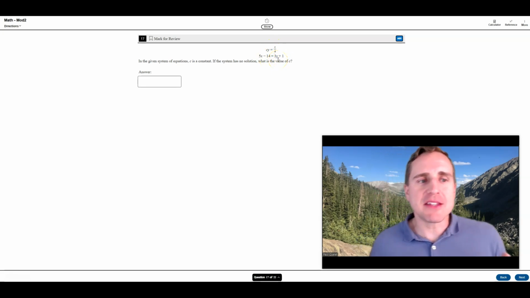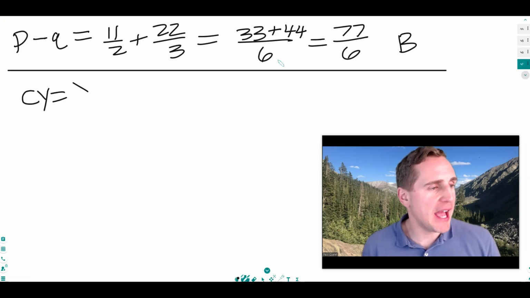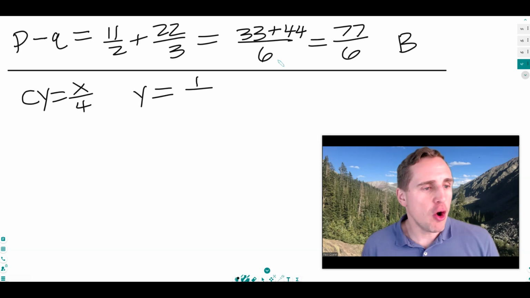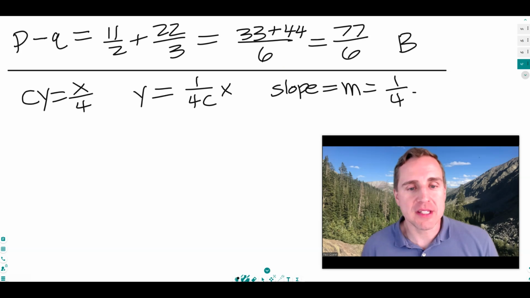We can certainly make these equations look easier and better. The equation cy equals x over 4: if I divide by c, I'm going to say y equals 1 over 4c times x. Now notice 1 over 4c is like the slope. Do you see that? The slope m is 1 over 4c.